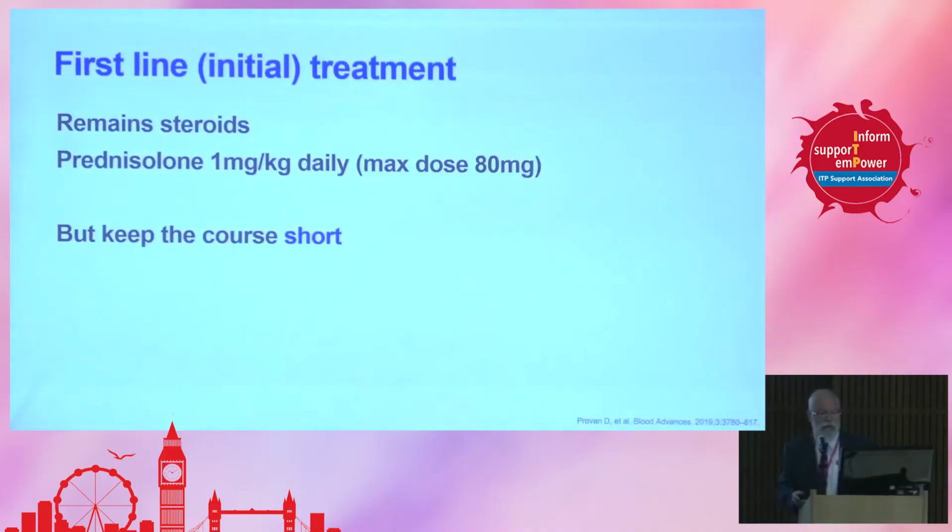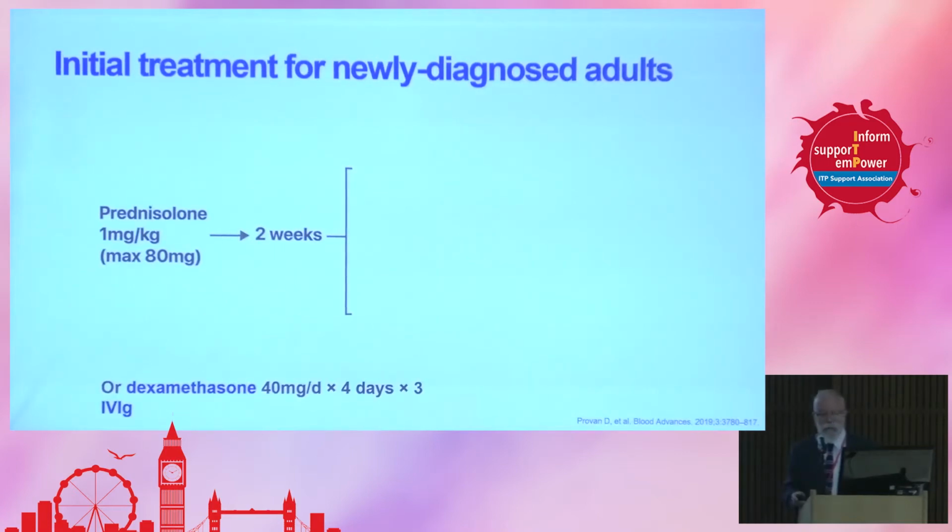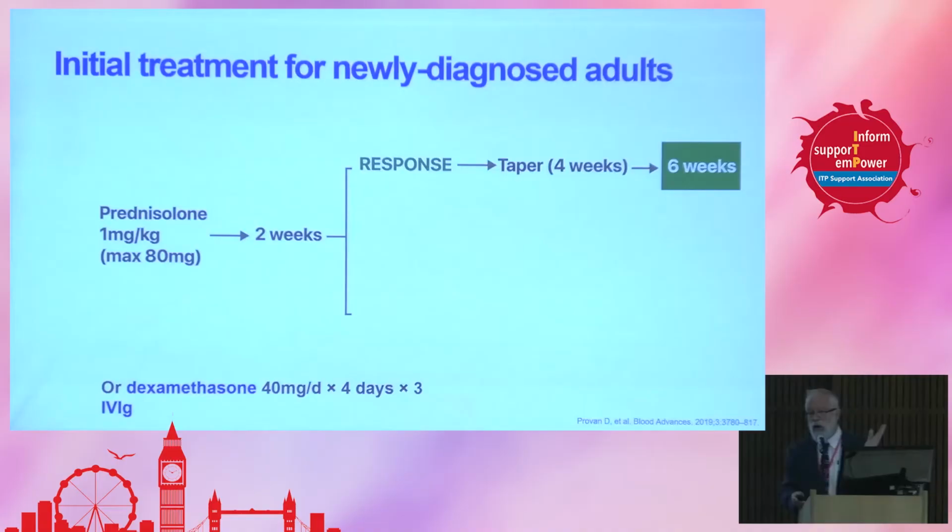But sometimes you do have to treat. And I'm afraid it still remains steroids. First line, 1 milligram per kilogram. We suggested a maximum of 80 in the new guidelines, but keep the course short. So give you the full dose for 2 weeks. You respond, that's fantastic. Wind them down over 4 weeks. It's a 6-week course. Compare that with historically when people were on for 4 months, 6 months, 9 months. This is a short course.